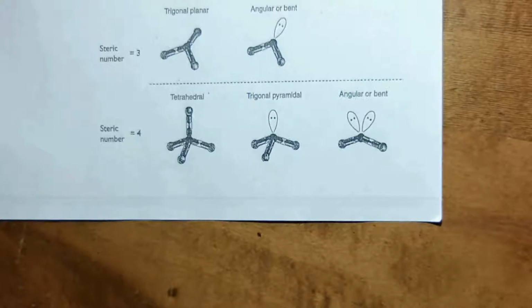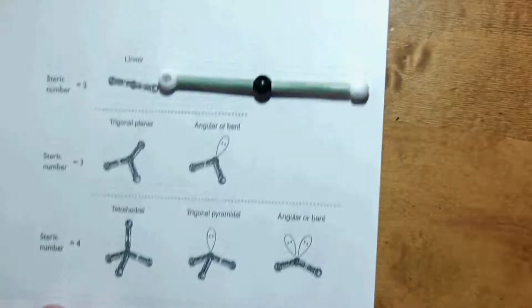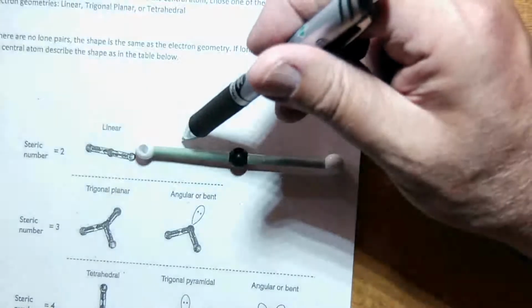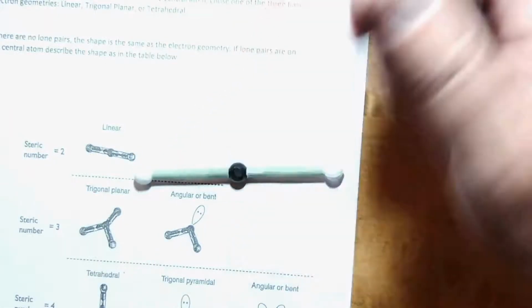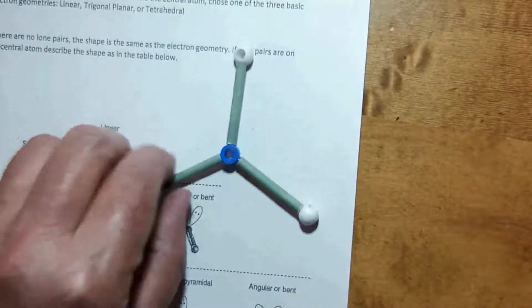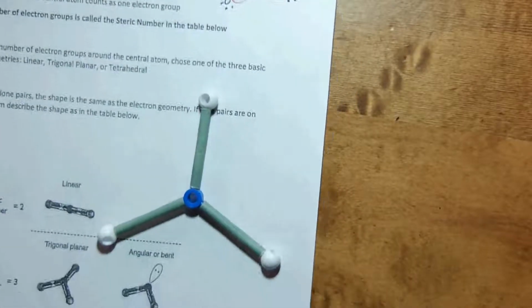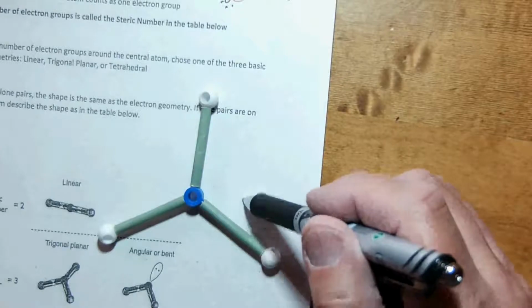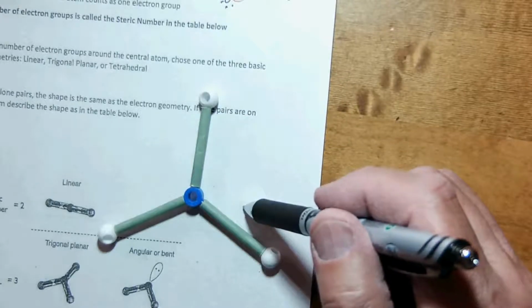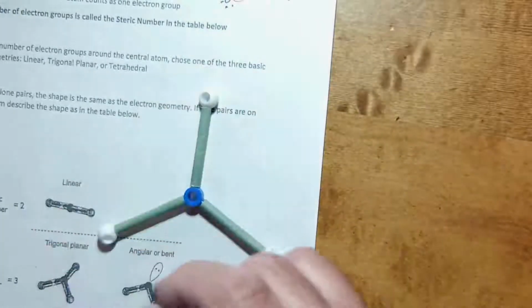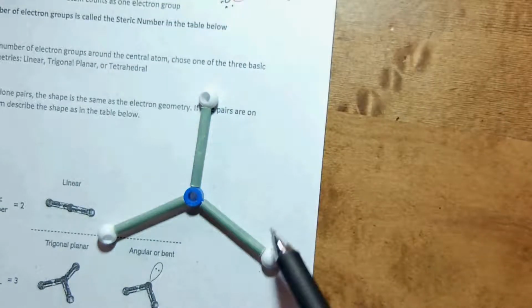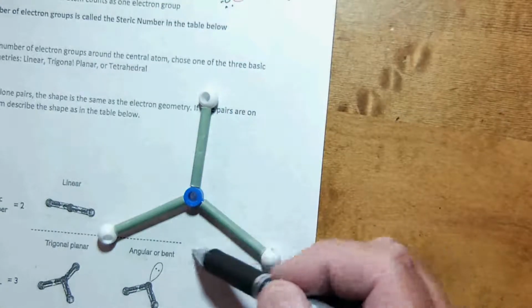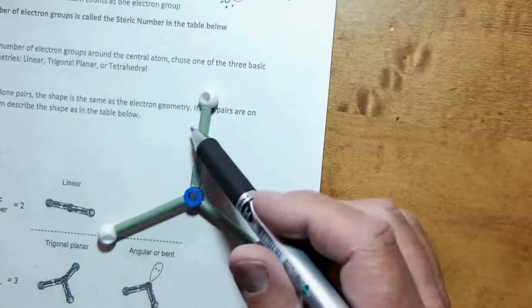Real quick, I kind of neglected to mention the bond angles to you. Anything that's linear, the bond angle, that would be the angle from here to here. That's a 180-degree bond angle. Trigonal planar, your bond angle, the angle here is 120 degrees. Think of it this way, guys. A circle is 360 degrees. You're splitting that circle into thirds, so it's 120 degrees, 120, 120.